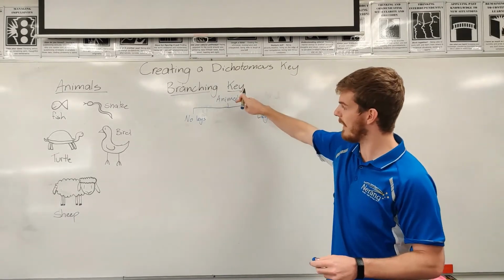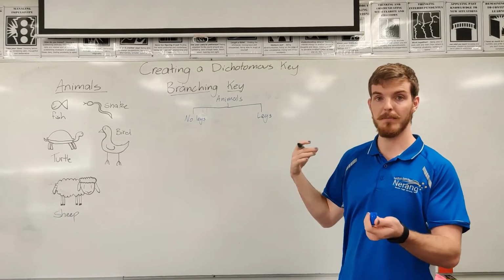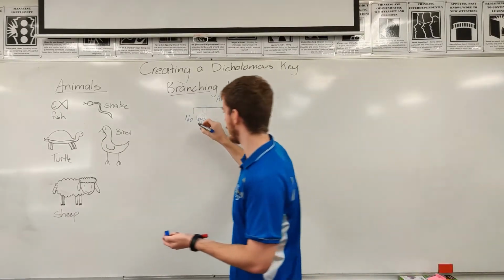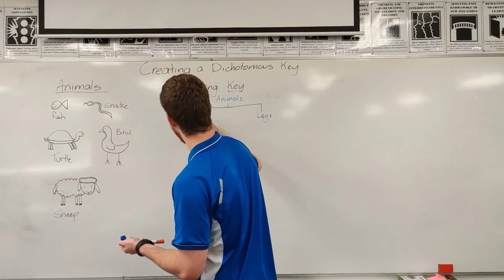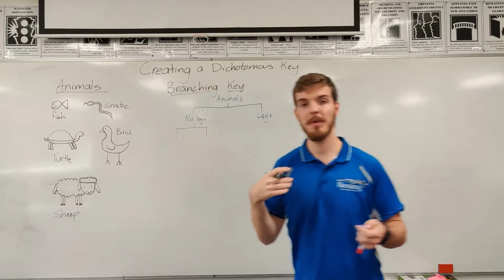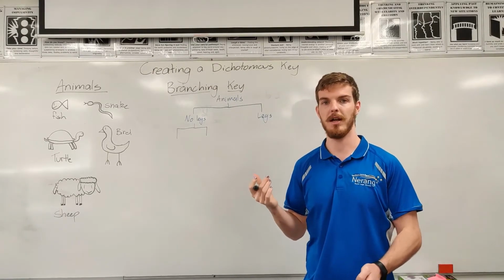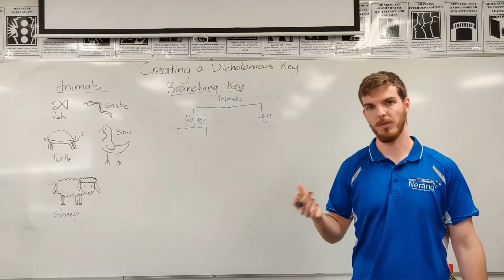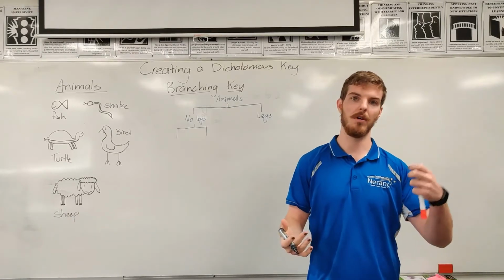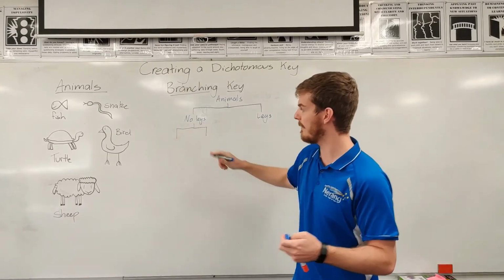So you animal, no legs. So let's focus on this no leg side. So we have 2, so it needs to branch off again. So when we had our no legs last time, what were the 2 caveats or the 2 things that we had to look at? It was where it lived. One lived in the sea, one lived on land. So again, no legs, branch, so how are they different?